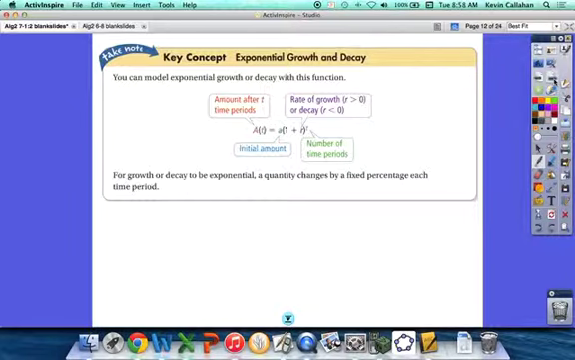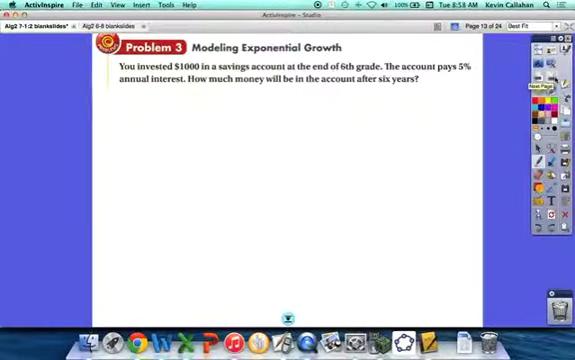So it'll make more sense when we see it on something like this. Okay, modeling exponential growth. You invested $1,000 in a savings account at the end of 6th grade. The account pays 5% annual interest. How much money will be in the account after 6 years? Is your money getting, you're going to have more money every year if you got 5% interest? I mean, you're adding to how much money you have, right? So definitely you know that this is going to be exponential growth.